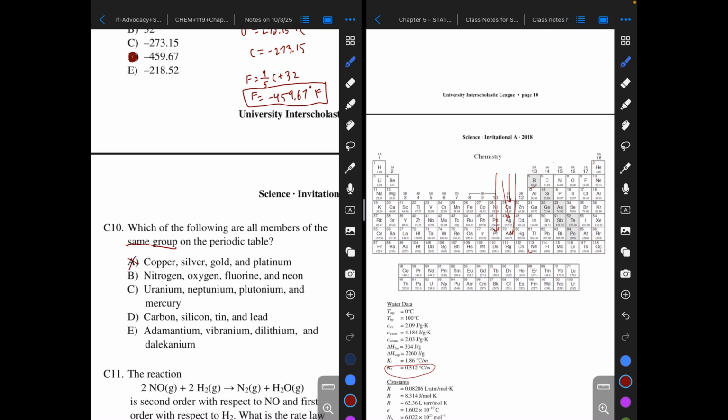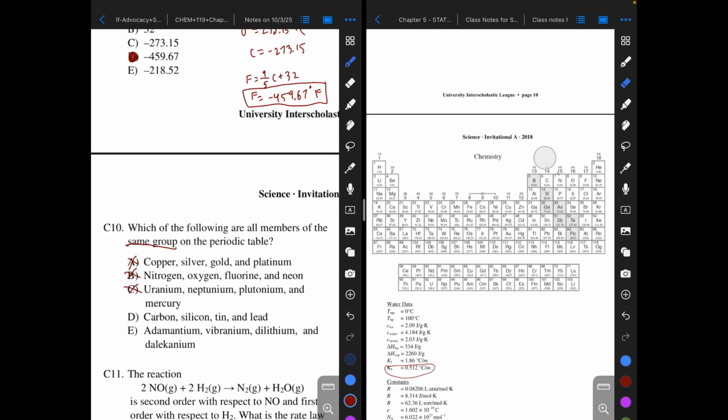B would be nitrogen, oxygen, fluorine, and neon. These four elements are in the same period, not in the same group, because they're in the same row, not column. Next one is uranium, neptunium, plutonium, and mercury. Again, those are elements in the same period, not in the same group. Uranium is here, neptunium is here, plutonium is here. Mercury is actually not even with them. Mercury is somewhere, I think Hg over here.